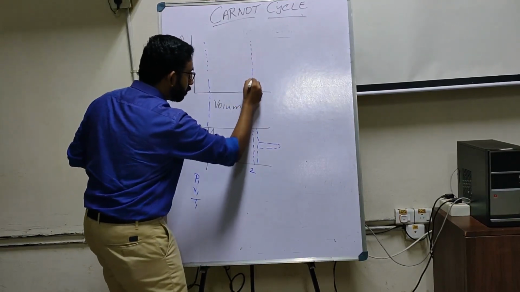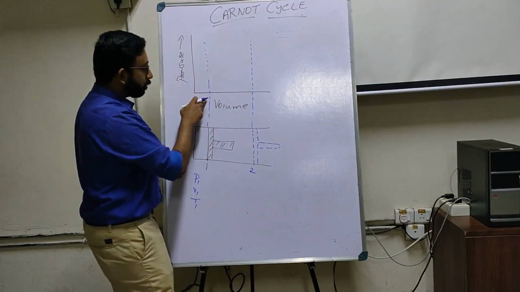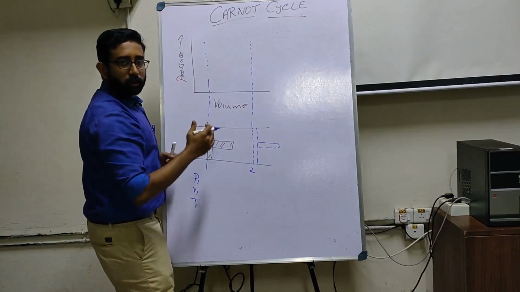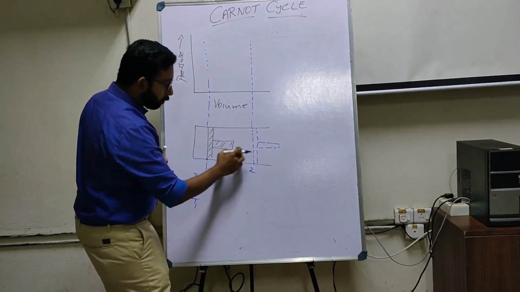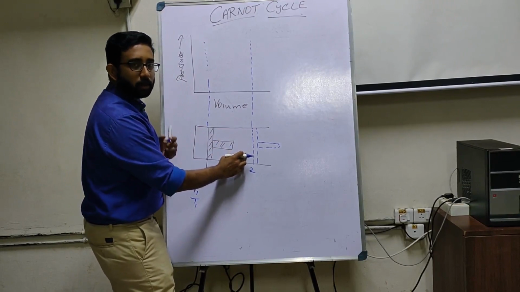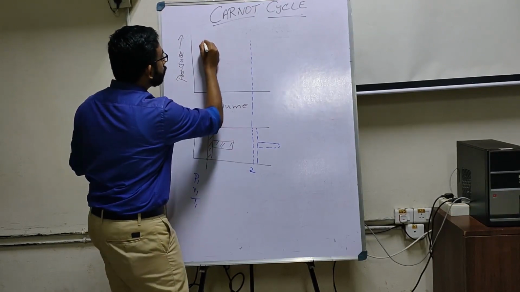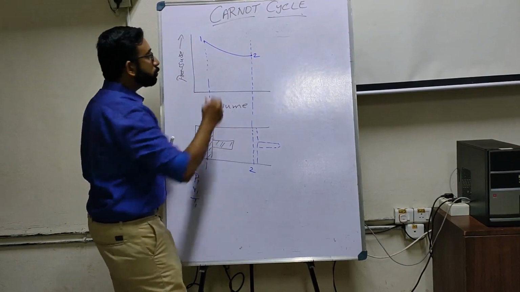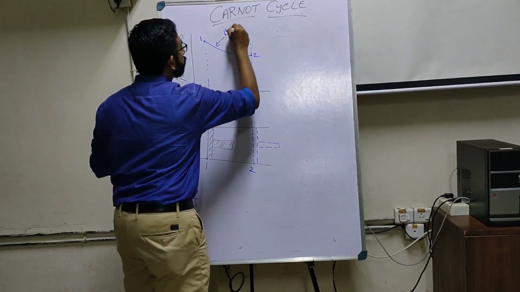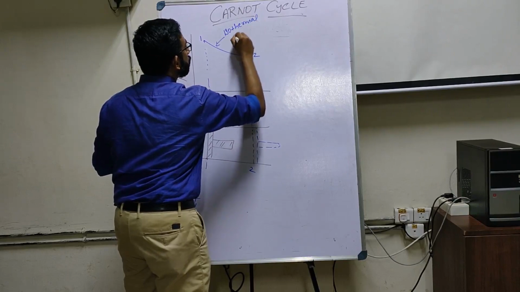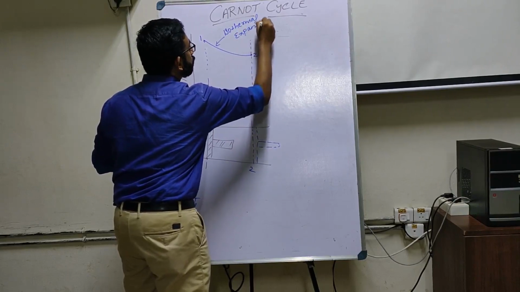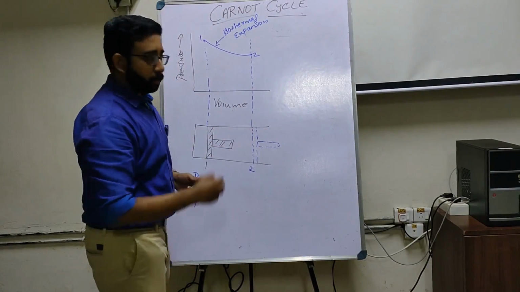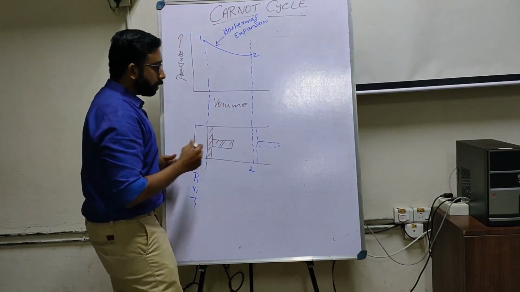I am just extending that line. Now this vertical line is state 1 and this vertical line is state 2, and it's an isothermal process, that is a constant temperature process in which there is expansion taking place, so the volume increases and the pressure decreases. So let this be the process 1 to 2, that is isothermal expansion process. Then from state 2, the piston is allowed to expand adiabatically till it reaches a state 3.